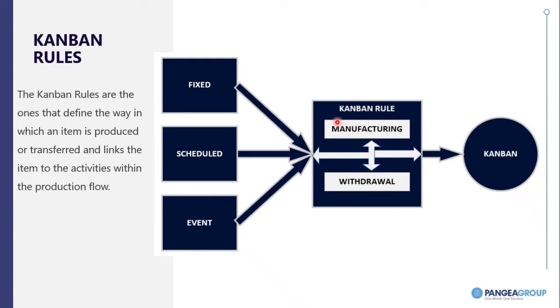According to the Kanban rule, a Kanban can be a Kanban of manufacturing, which describes a process, for example, the process of assembly that we looked at in the last image. And then a Kanban of withdrawal, which describes a process of transport, or transfer as it is also called here. And we will now look at each of the replenishment strategies.